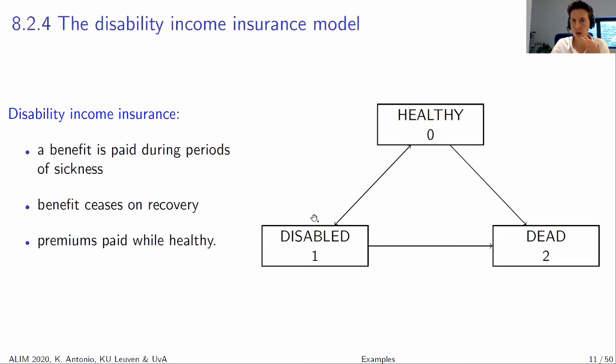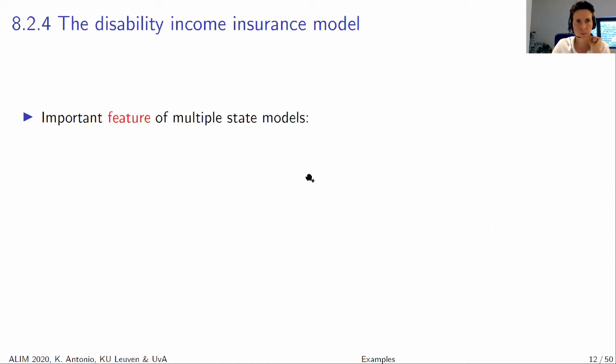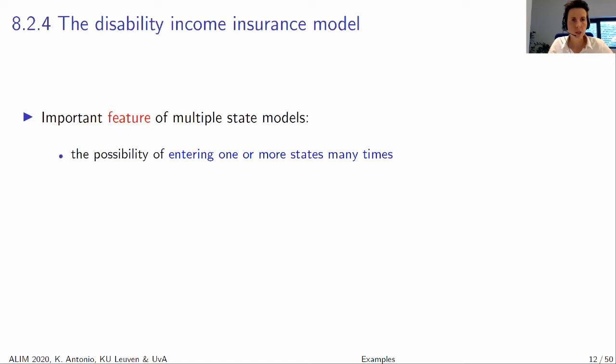Okay, so this is a very important one to keep in mind because many of our examples throughout the course and throughout today's session will be based either on the permanent disability model or on this specific disability model. Good. All right, some important features here. We can enter a state multiple times. So we can go from active to disabled and vice versa.